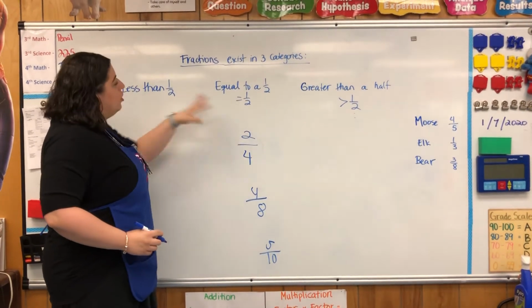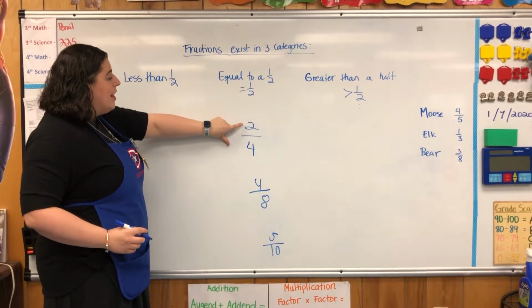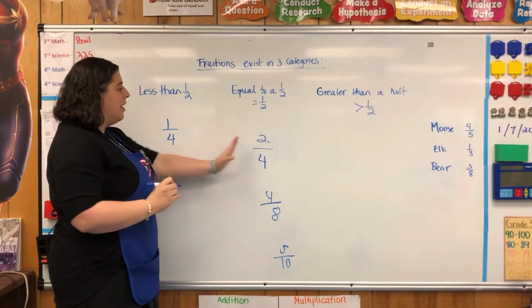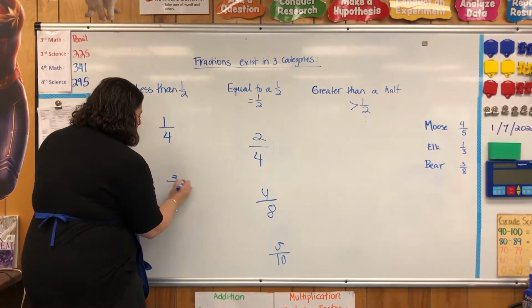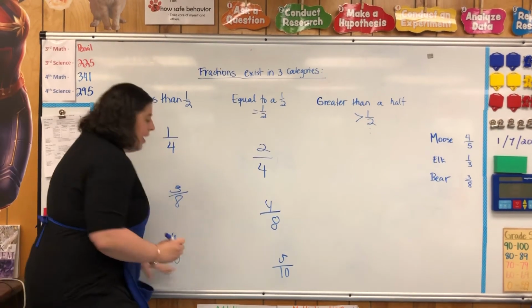Now to make a fraction that is less than 1/2, all you have to do is give me a number in the numerator that is less than half of it. So for example, 1/4 would be less than this half. 3/8 would be less than this half. 4/10 would be less than that half.